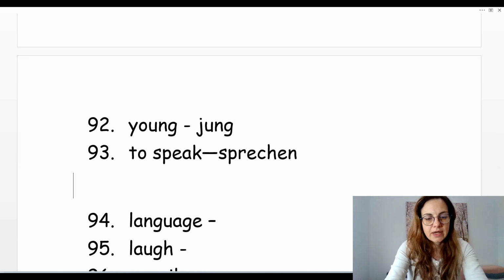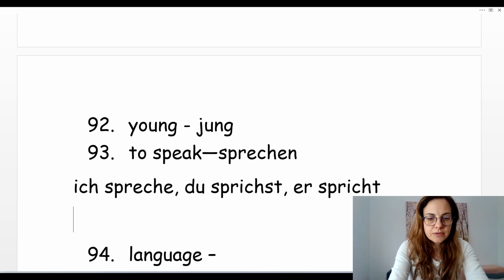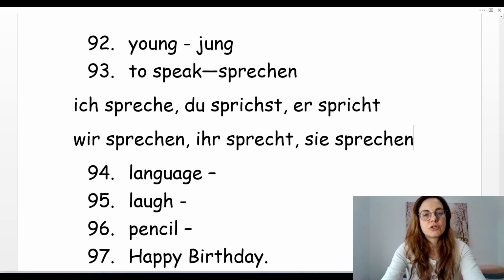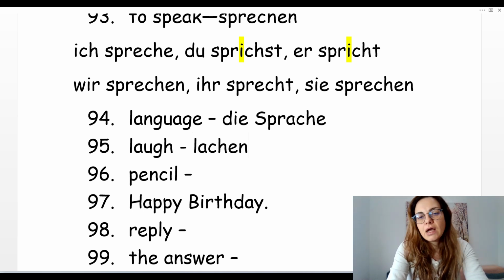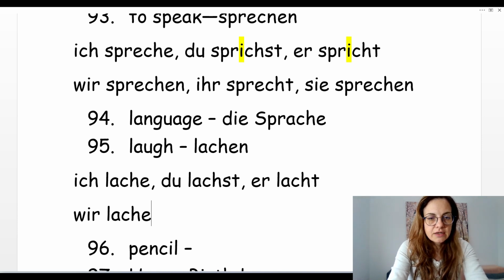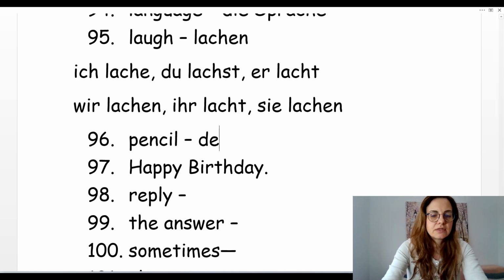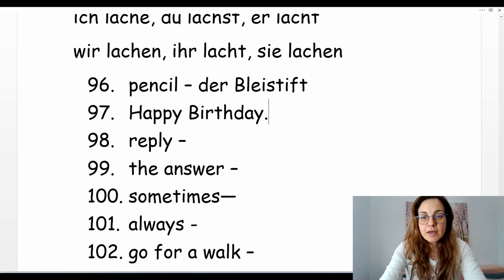Speak, sprechen, irregular. Ich spreche, du sprichst, er spricht, wir sprechen, ihr sprecht, sie sprechen. Language, die Sprache. Laugh is lachen. Ich lache, du lachst, er lacht, wir lachen, ihr lacht, sie lachen. Pencil ist der Stift oder Bleistift.